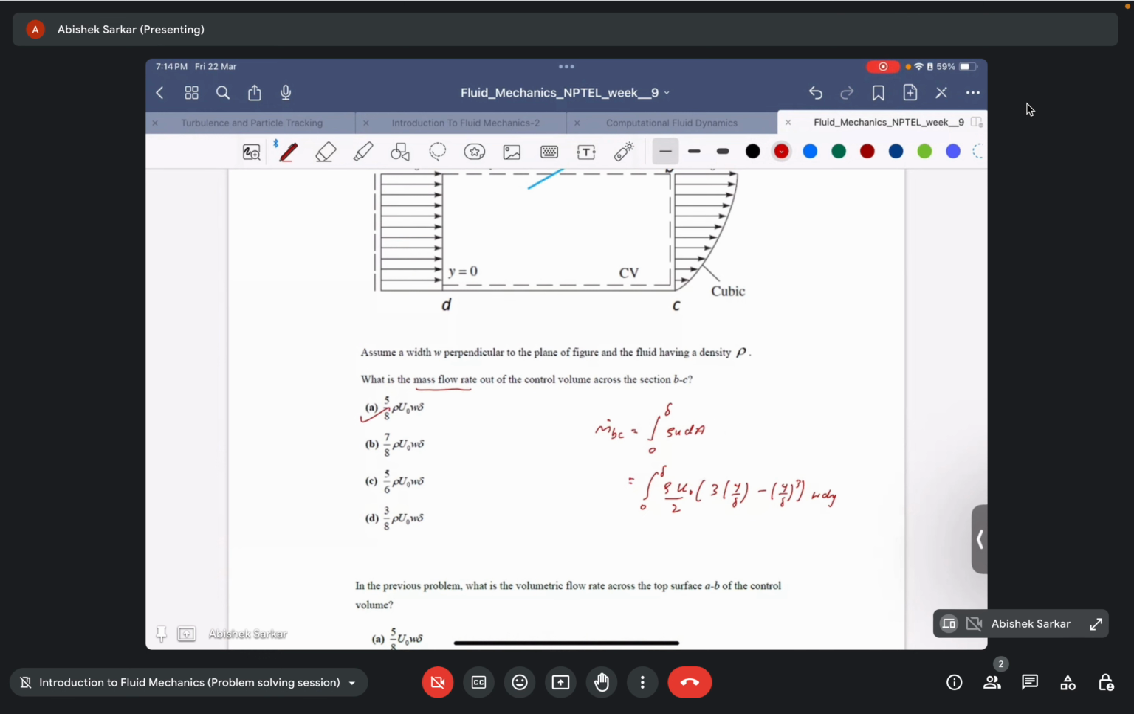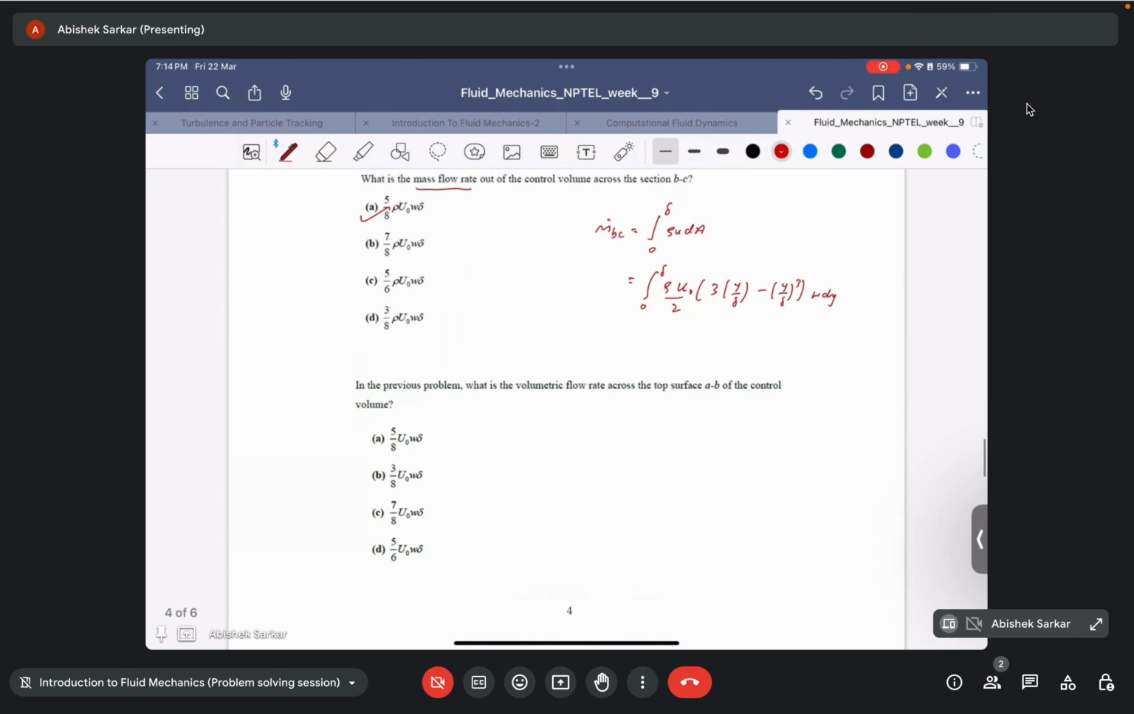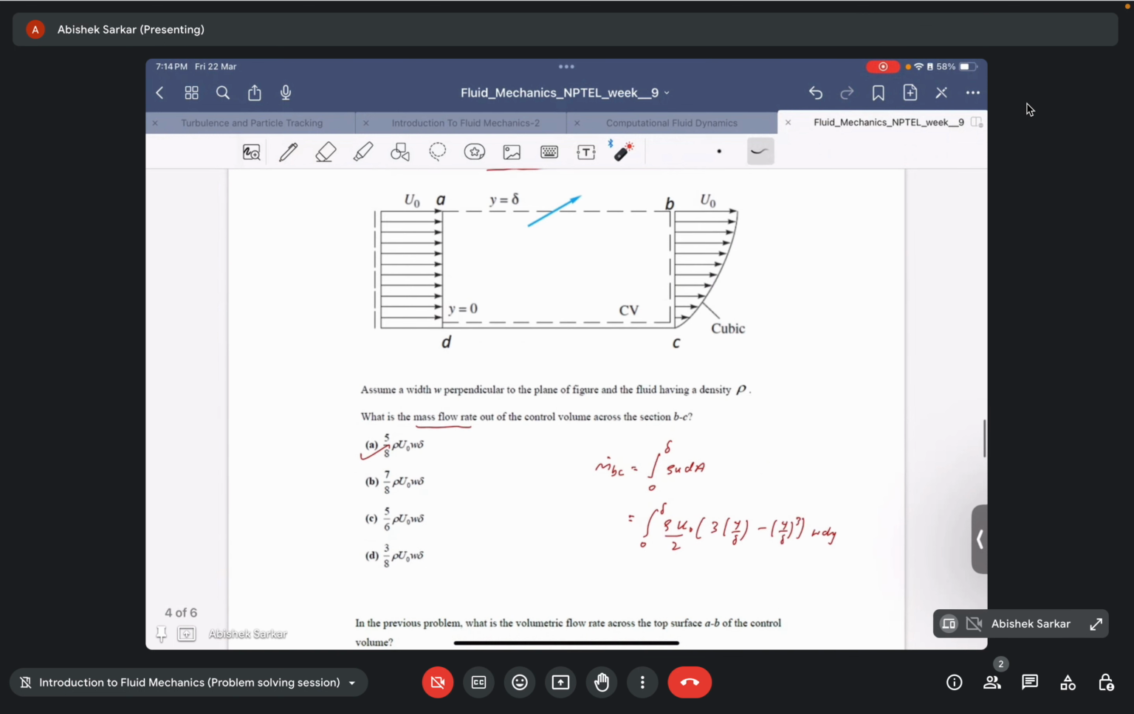So the next question is again on the previous problem, so we are discussing the same problem now. What is the volumetric flow rate across the top surface AB of the control volume? Now here, an interesting way to solve this problem: you may ask that here the velocity profile is uniform, so you can just do U naught into W delta as the net volume flow rate.